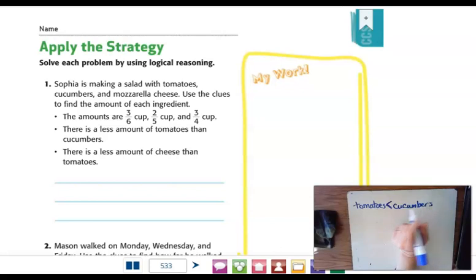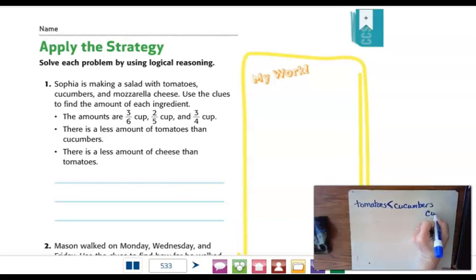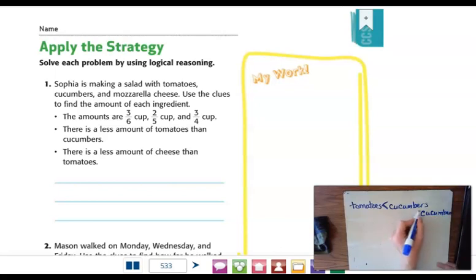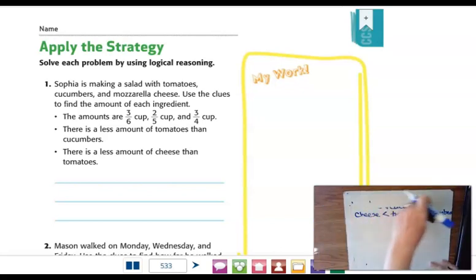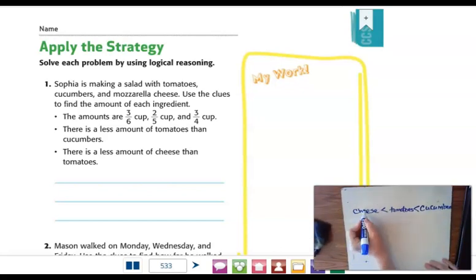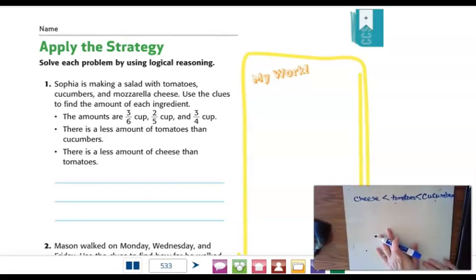And there's a less amount of cheese than tomatoes. Oh, I'm going to have to rewrite this. It goes cucumbers... cheese. Ha, they almost tricked me, but I didn't let them. Okay, so that's how it should be. There's a less amount of cheese than tomatoes. There is a less amount of tomatoes than cucumbers. So that's how that one will look.